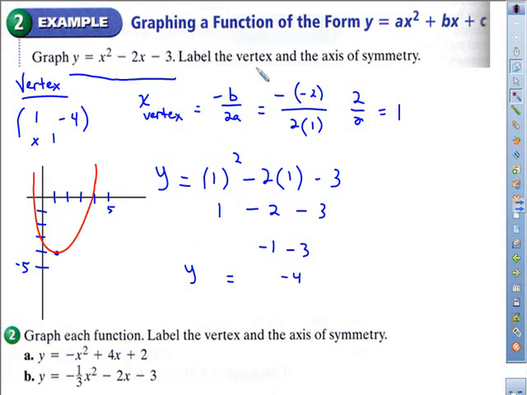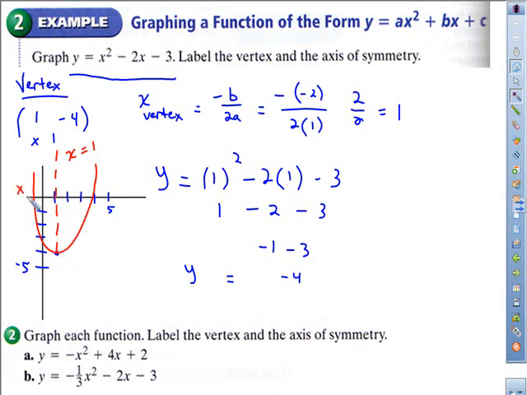And now the axis of symmetry, remember, is a vertical line going straight down, the middle of the parabola. This parabola may not look symmetrical, but just remember that it's symmetrical. So the axis of symmetry here, right? Now what you have to remember is the axis of symmetry is equal to the x value of the vertex. So the x value of the vertex was 1, so the axis of symmetry here is x equals 1.